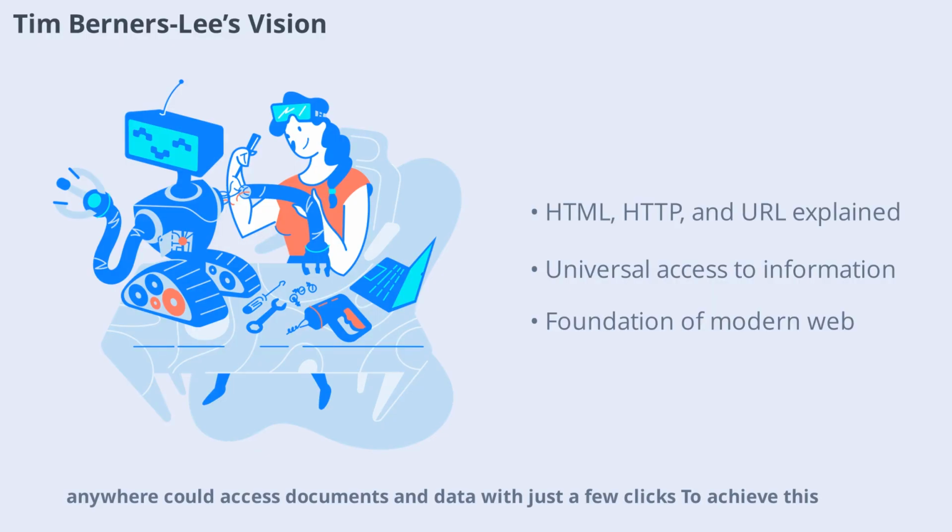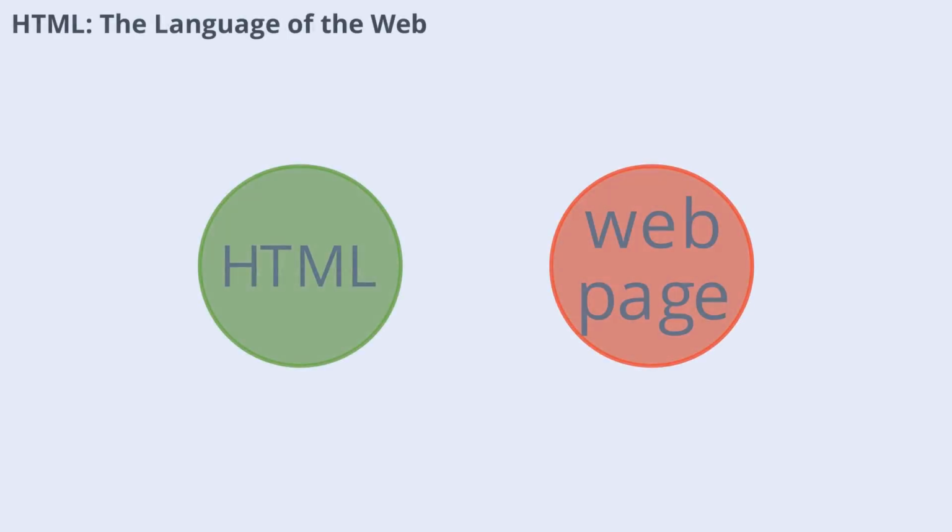To achieve this, he developed three core technologies: HTML for creating web pages, HTTP for transferring data, and URLs for locating resources. These building blocks remain at the heart of the web today, enabling the seamless sharing and linking of information. HTML, or Hypertext Markup Language, is the standard language used to create web pages.